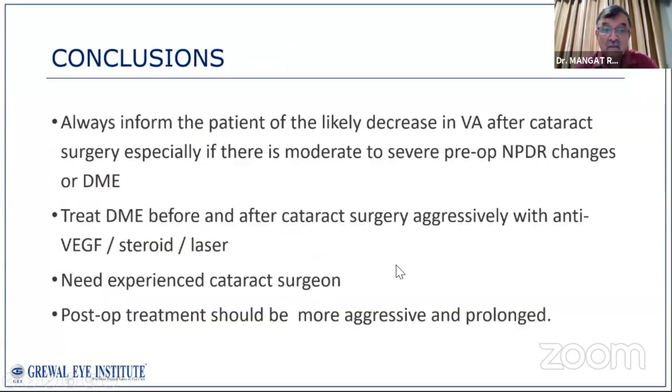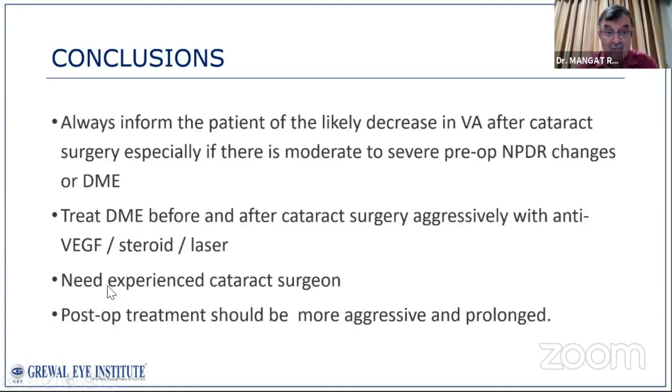So in conclusion, always inform the patient of a likely decrease in visual acuity once you are doing a cataract surgery, especially if there is moderate to severe NPDR. I have shown you the data. And of course, if there is a DME, definitely, then you are going to also take action, do something. More people are using steroids than anti-VEGFs, but you can use anti-VEGFs also. And treat DME before and after cataract surgery aggressively with all these things.